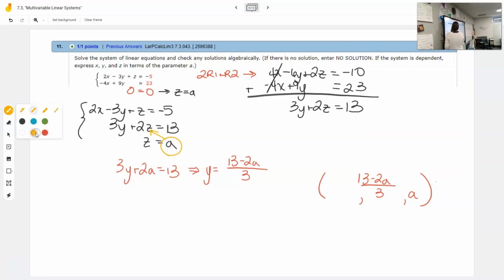And once I have that y term, I could go ahead and plug in that z and plug in that y, right? And I can work my way back to solve for x. So 2x minus, well the nice thing is 3 times this thing over 3, the 3's go away. Is that good, Ryan? Can I get those 3's reduced?